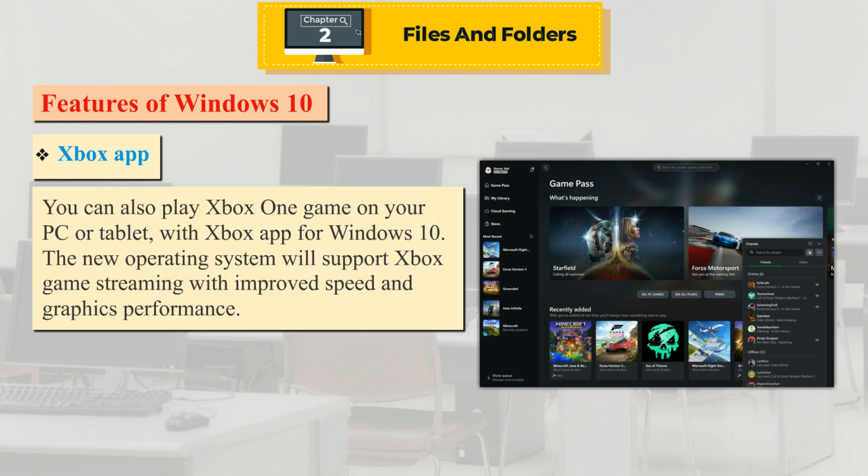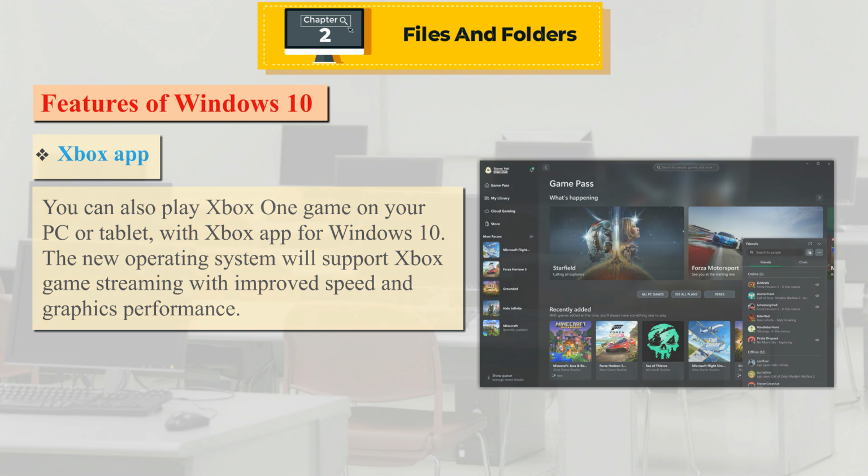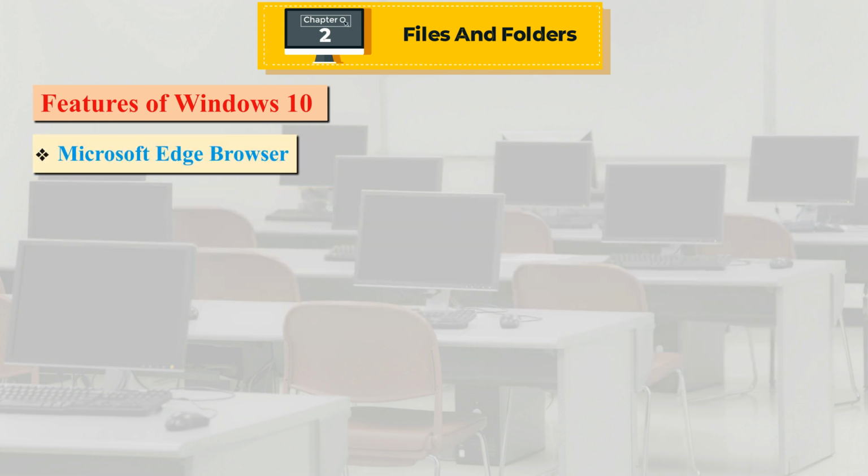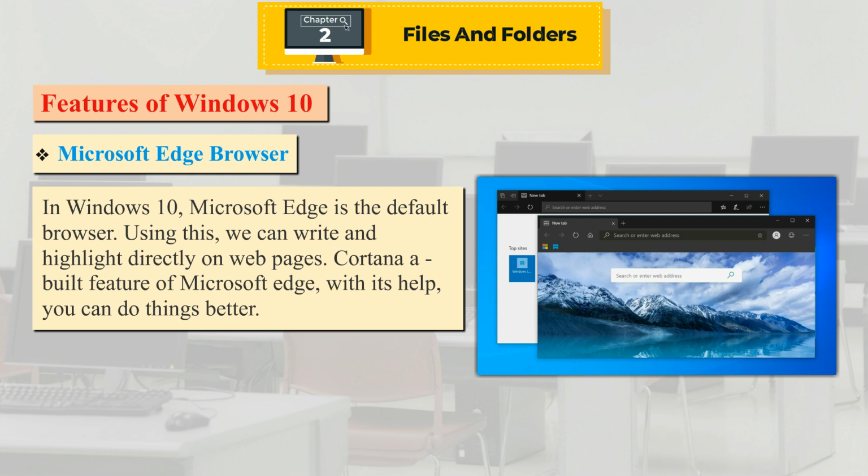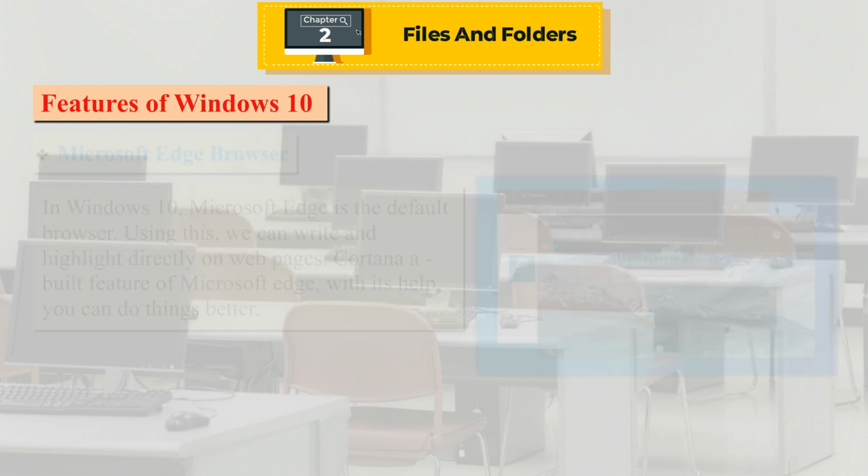Xbox app. You can also play Xbox One games on your PC or tablet with the Xbox app for Windows 10. The new operating system will support Xbox game streaming with improved speed and graphics performance. Microsoft Edge browser. In Windows 10, Microsoft Edge is the default browser. Using this, we can write and highlight directly on web pages. Cortana is a built-in feature of Microsoft Edge, with its help, you can do things better.